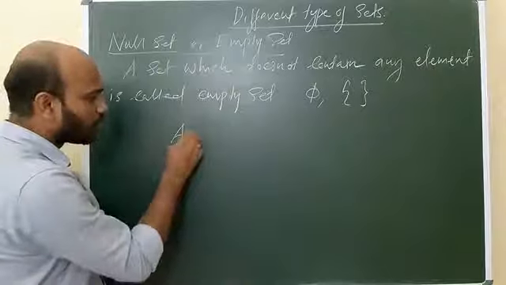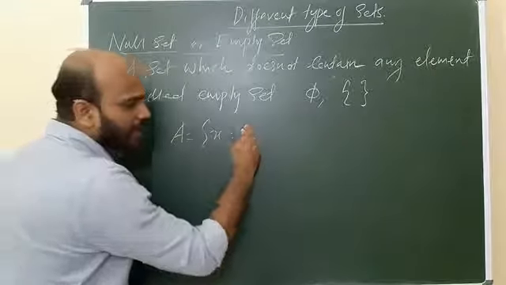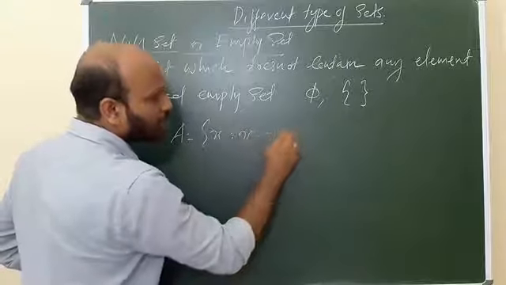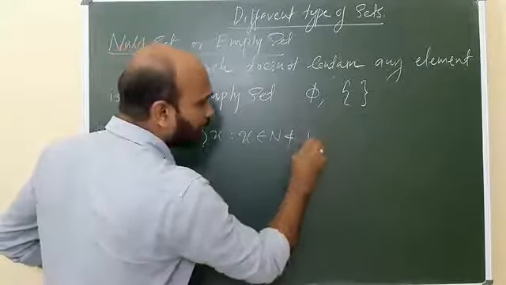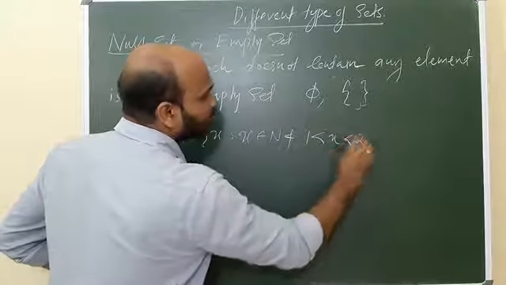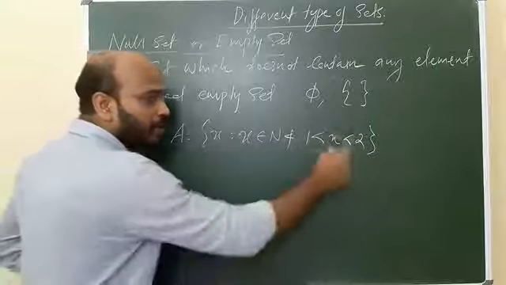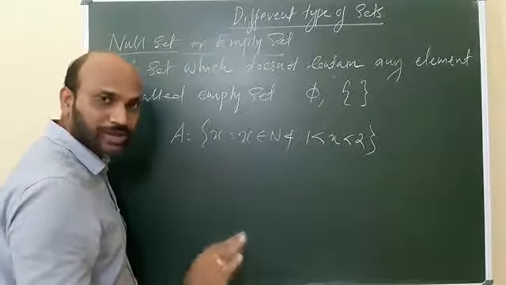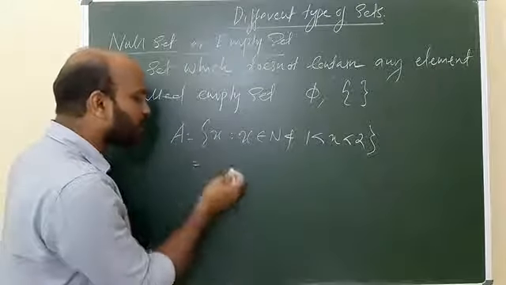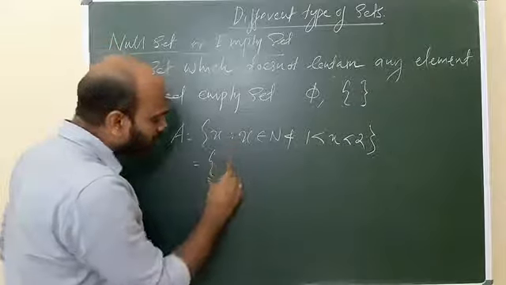A equal to the set of all x such that x belongs to N and 1 less than x less than 2. That means you have to write all natural numbers between 1 and 2. Is there any natural number between 1 and 2? There is no natural number. So this is an example for the null set. So you can write it as this. You have to start the curly bracket and close it.